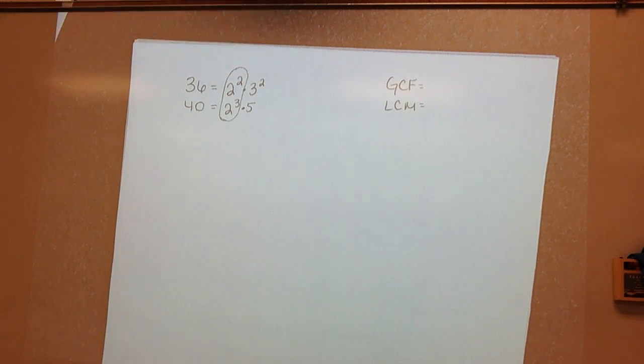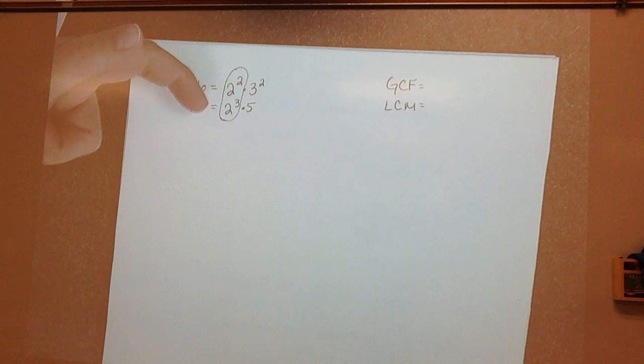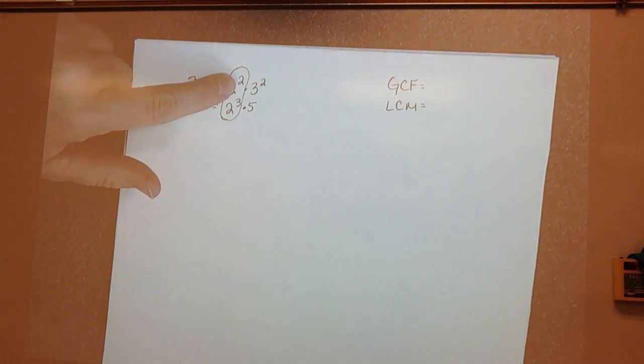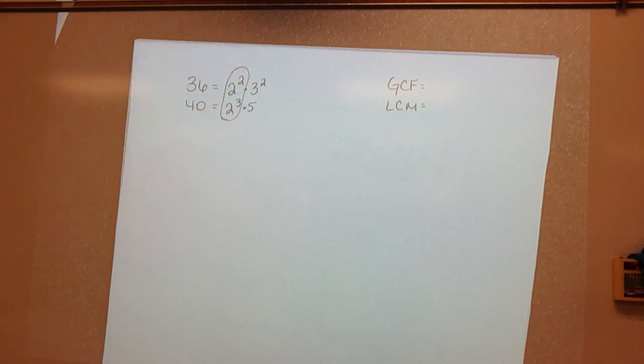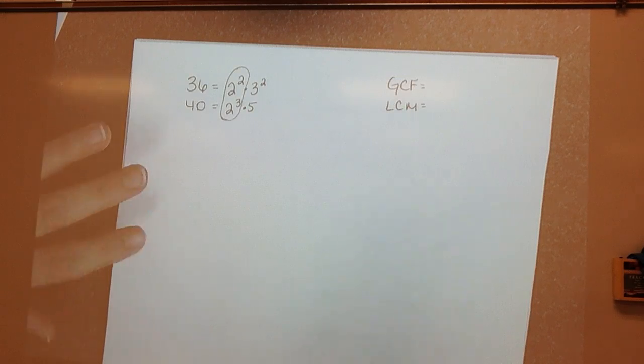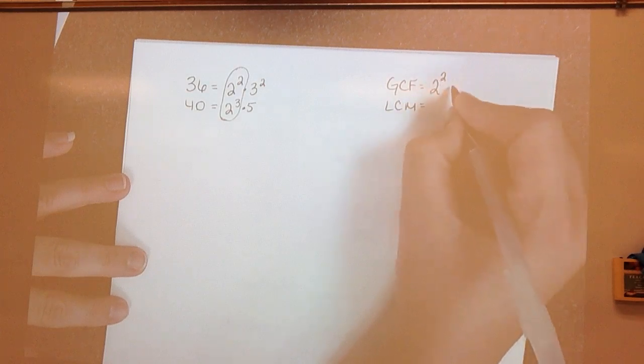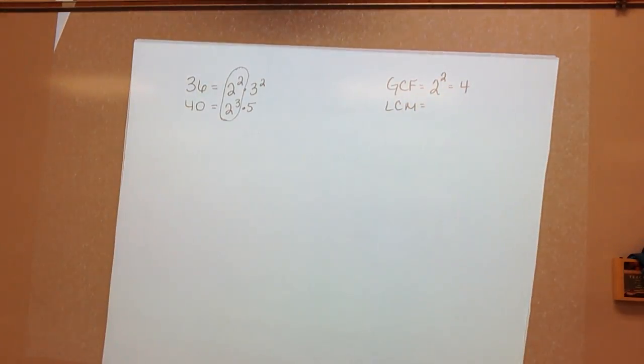Alright, so I'm going to look at this, and it says the largest power that they have in common. Well, this has 3 of those, and this has 2 of those. They both have to have 3 in order for me to use 2 cubed. They both have 2. They have 2 squared. So the GCF would be 2 squared, or 4.